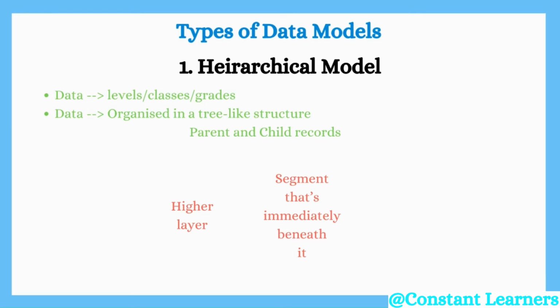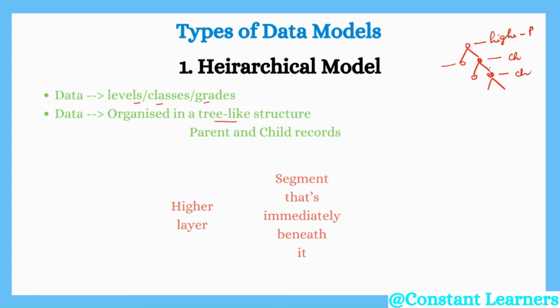When the data is arranged in the form of levels or classes or grades, that is, in the form of a tree-like structure, which looks something like this, this is known as a hierarchical data model. Here, the higher layer, like this is the higher layer, is perceived as the parent. And the segments that are immediately beneath it, that is this one as well as this one, are considered as the child records. So this is the higher layer for these two children.